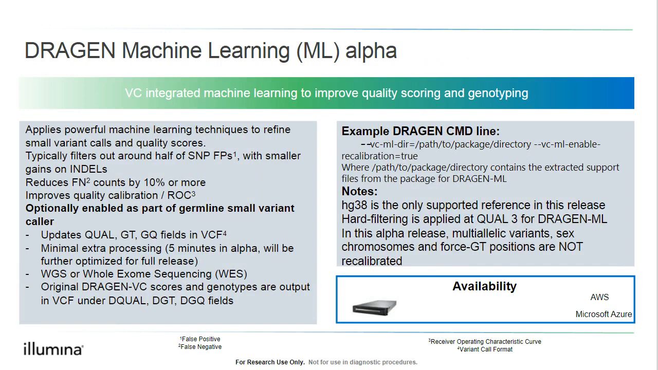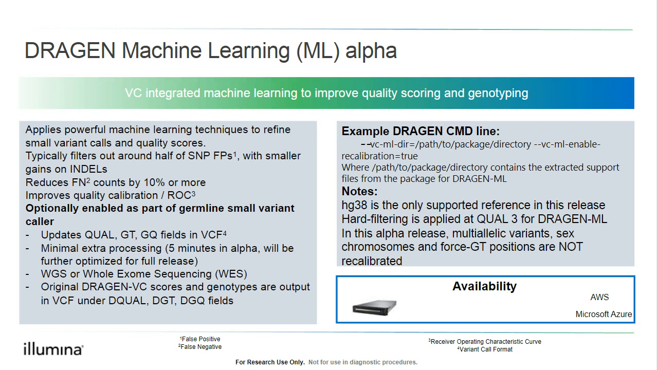So this is moving on to this new feature, what we are referring to as machine learning within DRAGEN. This is something, as I said, in alpha phase, and we would be happy to work with you and see if you have any feedback and any results to share when you try to run this, when you upgrade to 3.9.